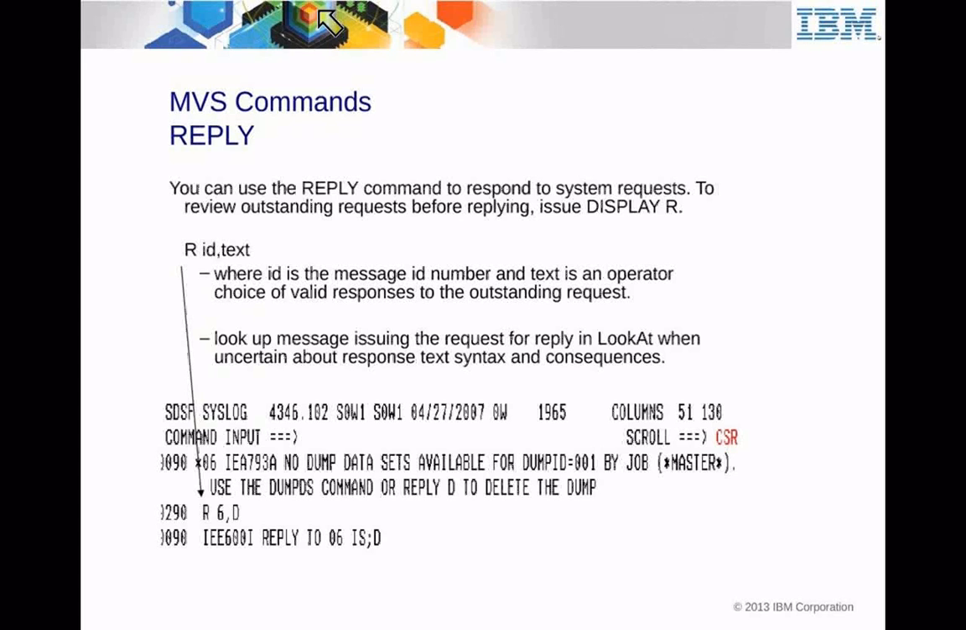Okay, reply, MVS commands. Now, here's a case. I'm in SDSF, and I'm in the system log. Notice the *06 IEA793A, no dump data sets available for dump ID, and it says something about use the DUMPDS command or reply D to delete the dump. So here, R for reply, 6, comma D. And then as a result of that, there's an IEE600I, reply to that message was D.